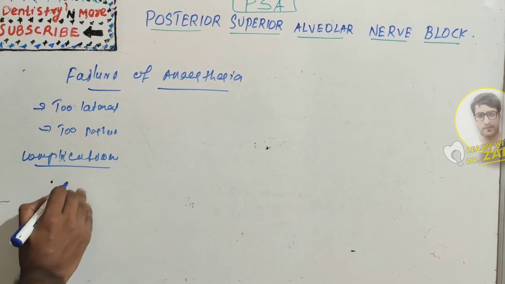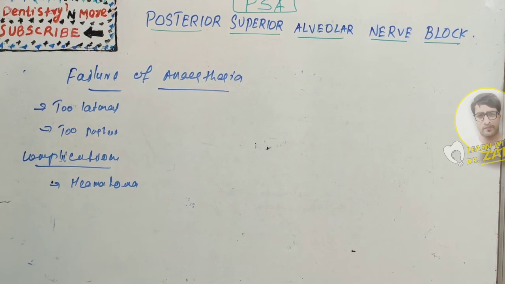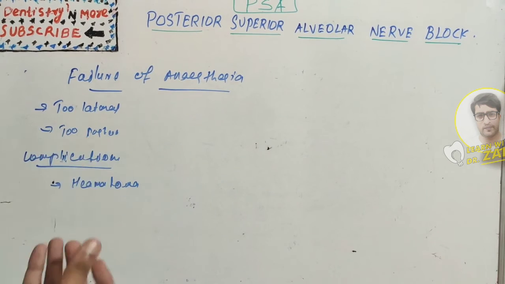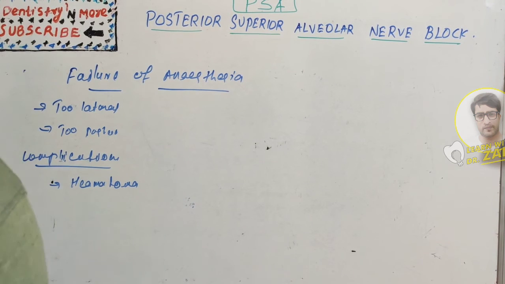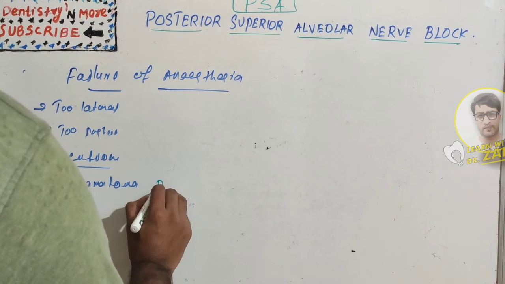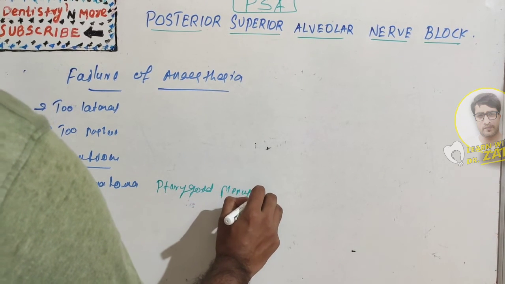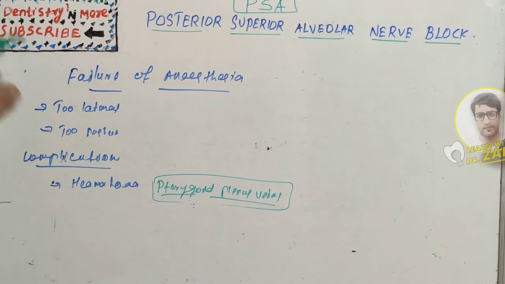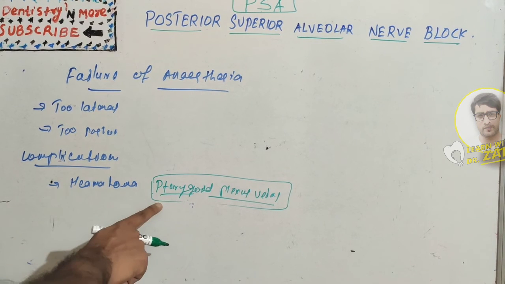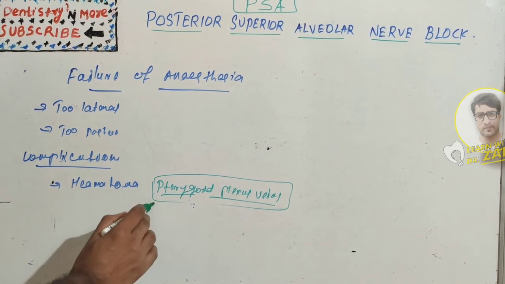What are the complications? We already discussed a bit. One thing is the hematoma. This is commonly produced by inserting the needle too far posteriorly into the pterygoid plexus of veins. If you miss out this point, you won't get any marks, so never miss this point. The pterygoid plexus of veins is present posteriorly. When we go too far posteriorly, we inject the solution into the pterygoid plexus of veins, and it creates a hematoma.